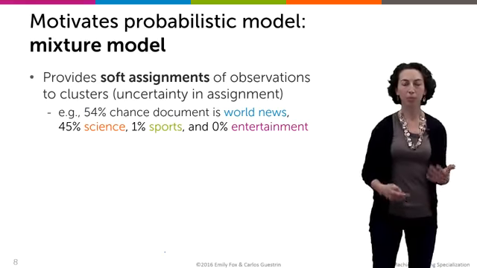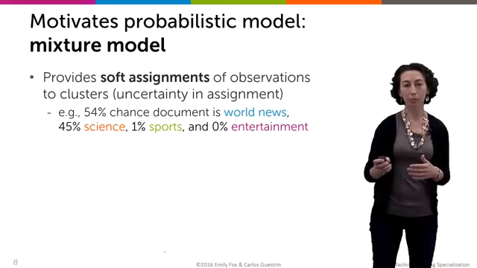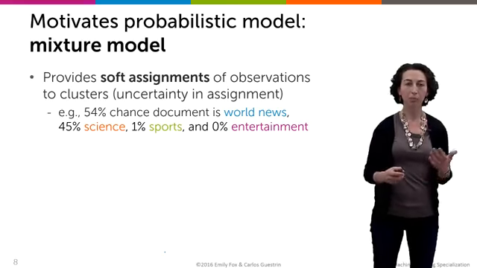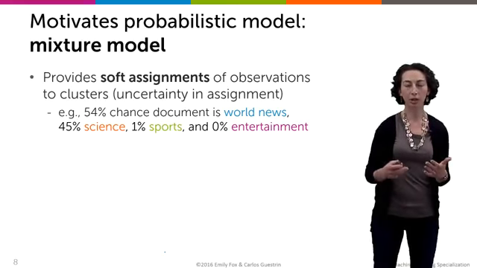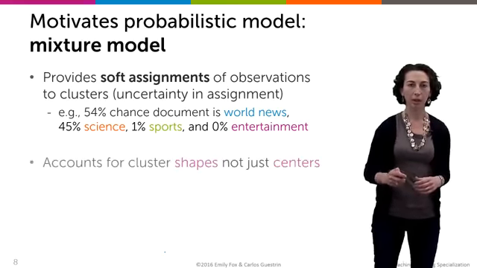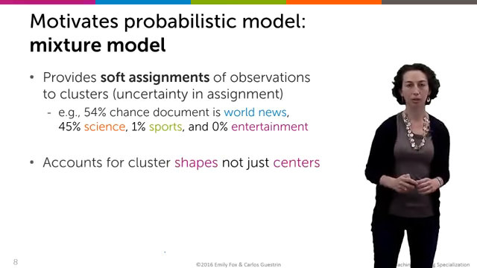So these limitations motivate a probabilistic approach using something called a mixture model. And what a mixture model can do is it can provide what are called soft assignments of data points to clusters. And these soft assignments are going to account for uncertainty in these cluster assignments. So for example, maybe we have a document and the soft assignment is going to say that there's 54% chance that that document is about world news, 45% chance that it's about science, 1% chance that it's about sports, and 0% chance that it's about entertainment. And mixture models can also account for cluster shapes, not just the cluster centers.